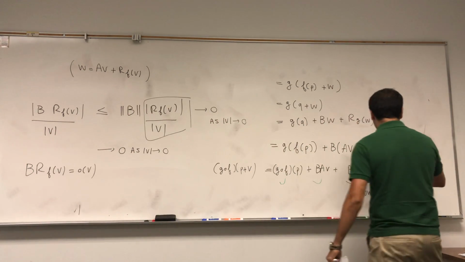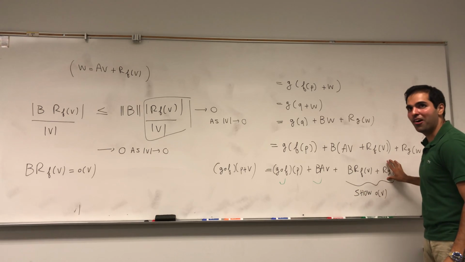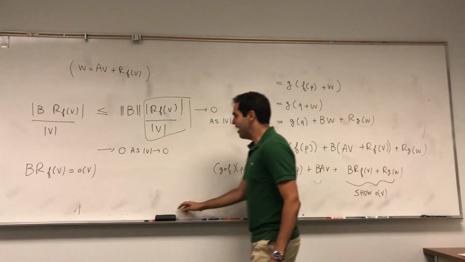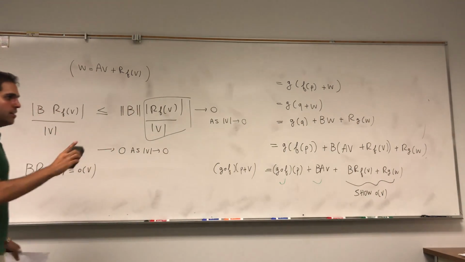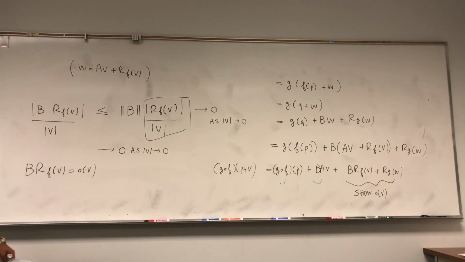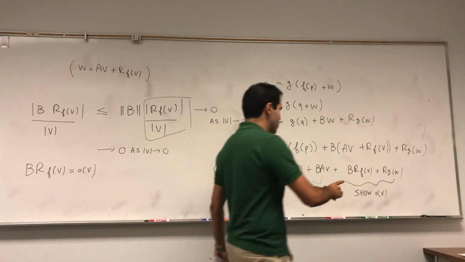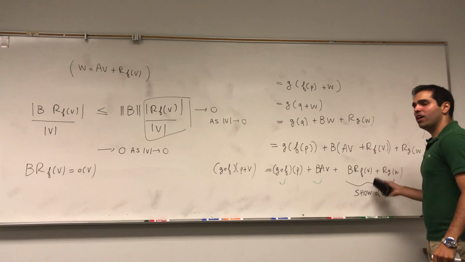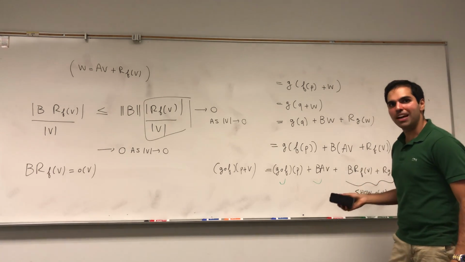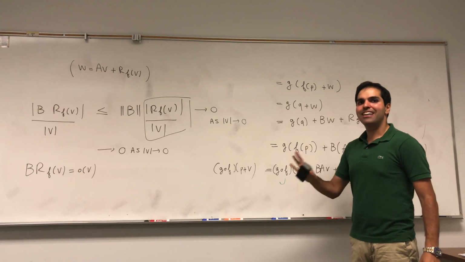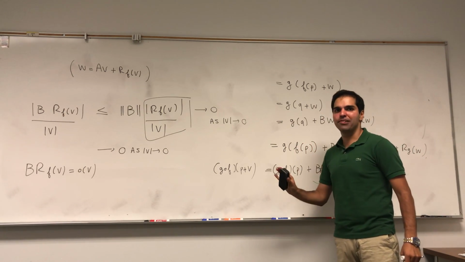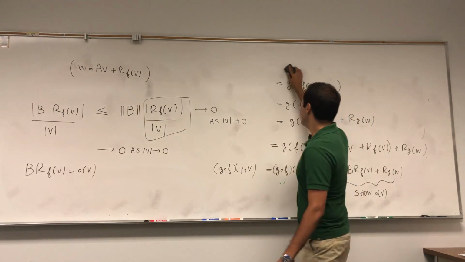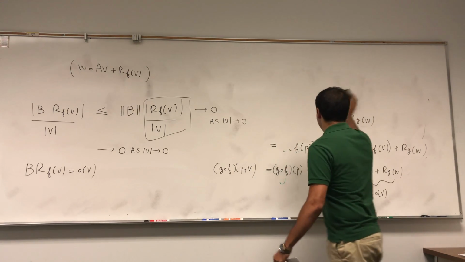And now we just need to show that this term is also small as v is small. And be super careful, because we know it's small as w is small, because it's the remainder from the expansion of g. And so what we want to do, we kind of want to divide by the length of w, but it could happen that w is 0. So we need to remedy this just a little bit.